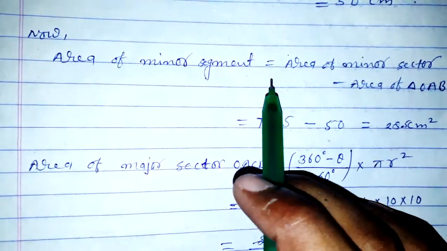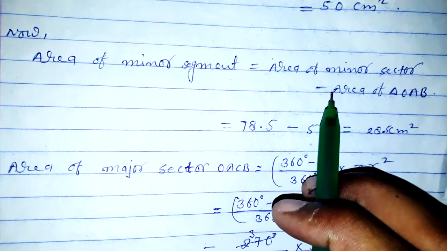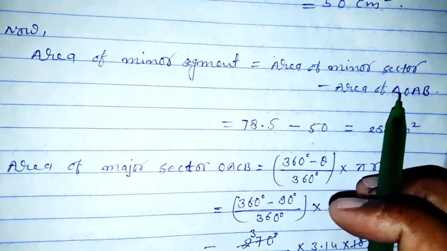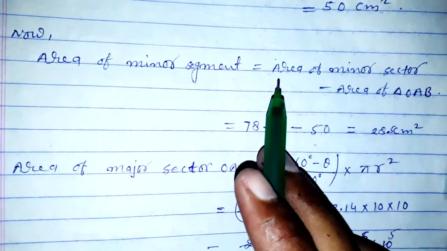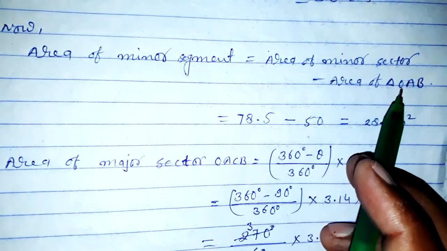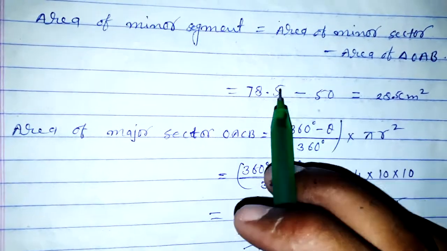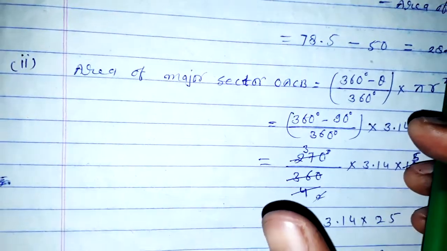Now area of minor segment is equal to area of minor sector minus area of triangle OAB. So area of minor sector is 78.5 and area of triangle OAB is 50. So subtract here, this is 28.5 centimeter square.